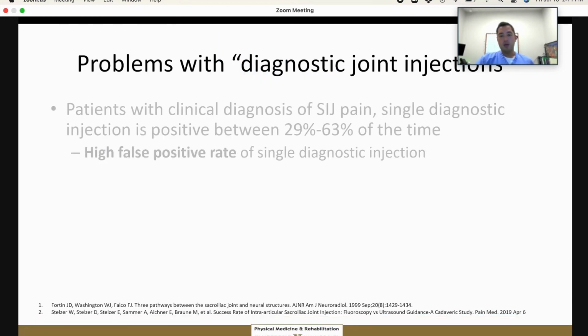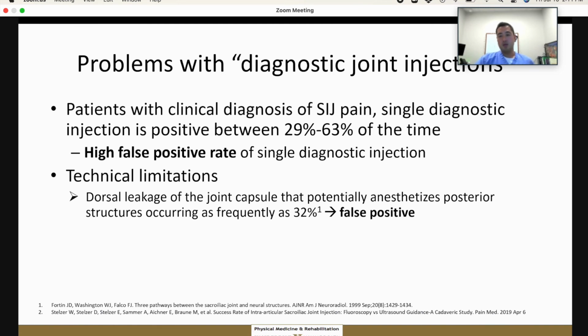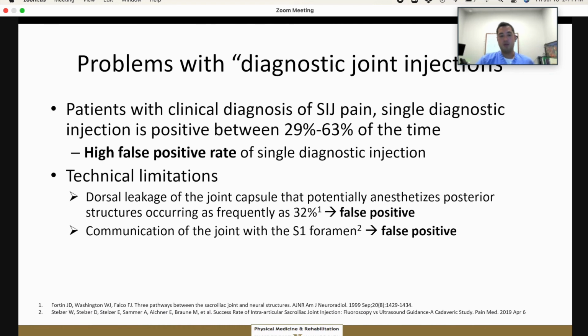However, when you look at the literature, there's always problems when you're just doing an intra-articular injection and then going to an ablation. Because I mentioned before with medial branch blocks, there's always a chance for a false positive rate with one injection into the joint. And there are also technical limitations when you're injecting steroids into the joint itself, because that medication can leak posteriorly and get around the sacroiliac branches, which can lead to a false positive.